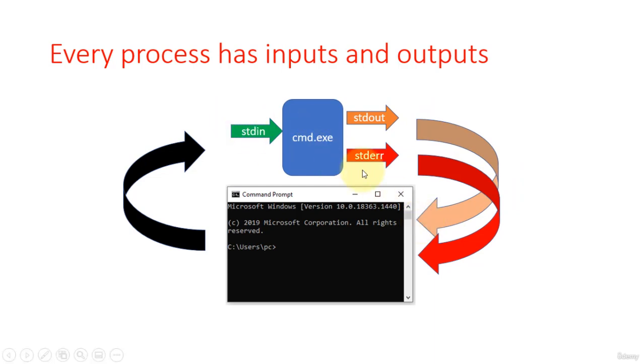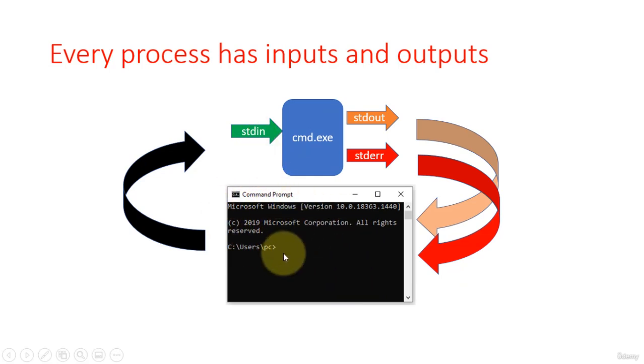Standard error, on the other hand, is to output the error messages. If there are any errors, it will be output to standard error. However, standard out and standard error both share the same hardware. That means standard in and standard out and standard error, all three share the same hardware. That means all three will be using the command prompt.